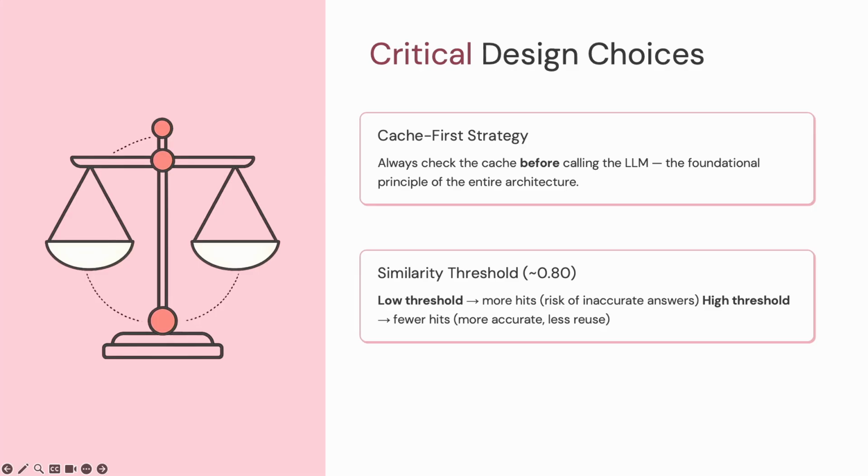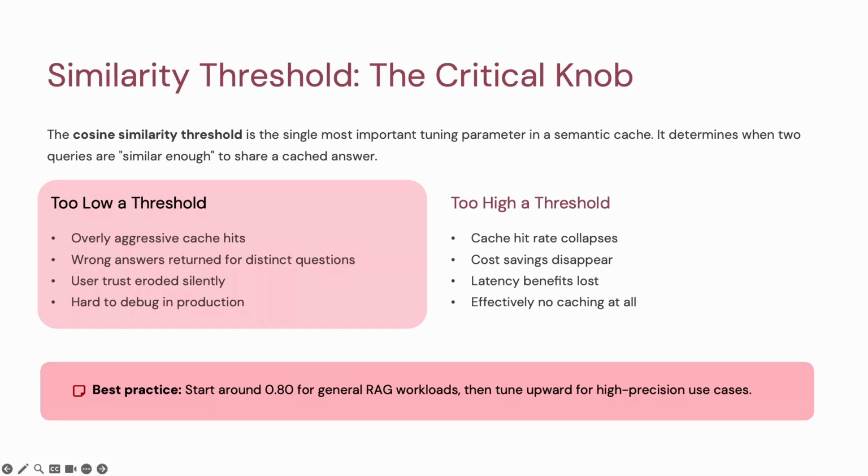There are two key decisions that really define how this system works. One is the cache-first strategy, the one we just discussed. We always check the cache before calling the LLM. This is the foundation of everything. If you skip it, you will lose most of the benefit. The second one is the similarity threshold. This is the most important knob in your system. This is what decides how strict or relaxed the cache is when it is looking for matches. And that is where the trade-off begins.